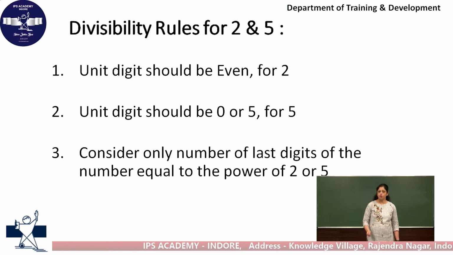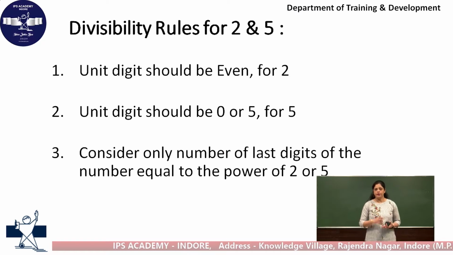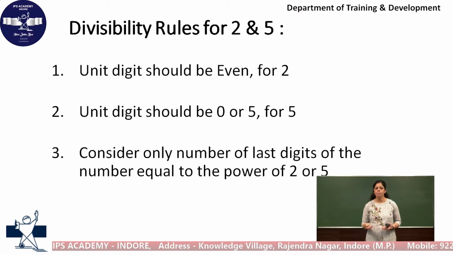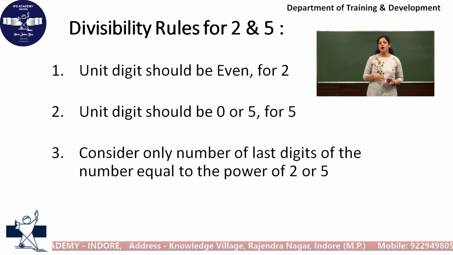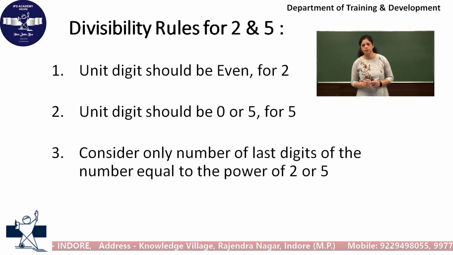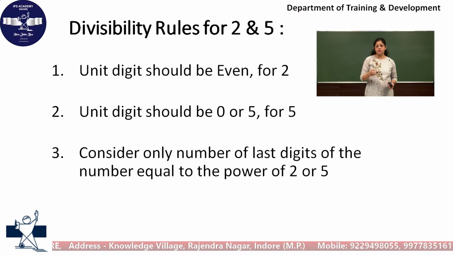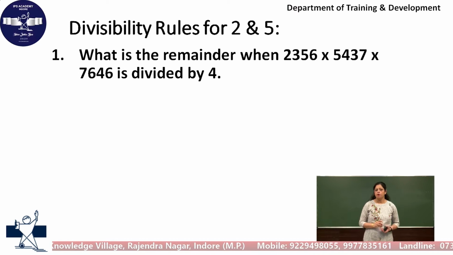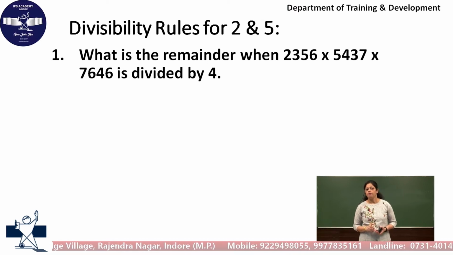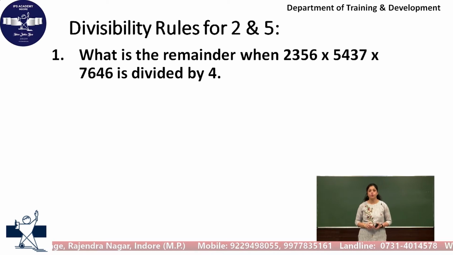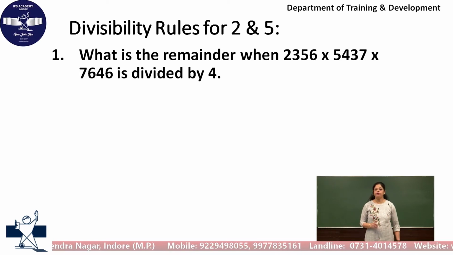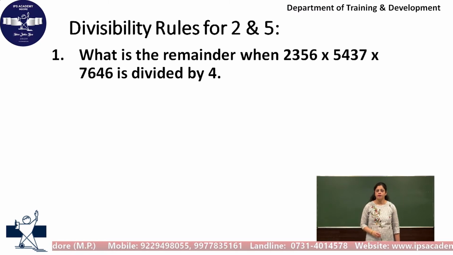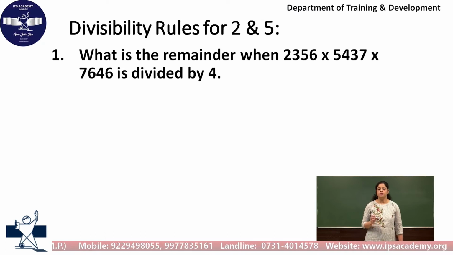Now when it comes to 2 or 5, just remember that in aptitude you will not be asked if a number is divisible by 2 or 5, because it is easy to tell by looking at the unit digit. You will be asked if the sum or the multiplication is divisible by 2 or 5, like that. So we'll see a few problems. What is the remainder when this is divided by 4, right? Now 4 is a power of 2, the second power of 2, right? So we have to see the divisor now.